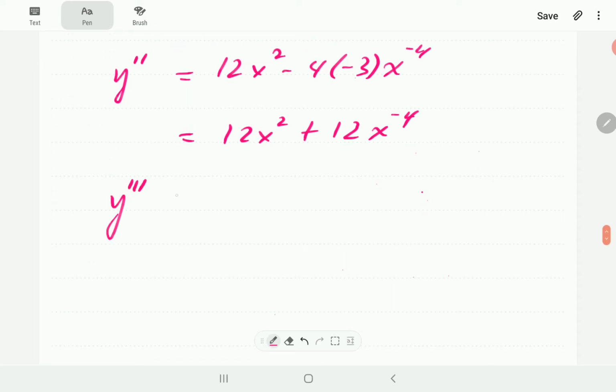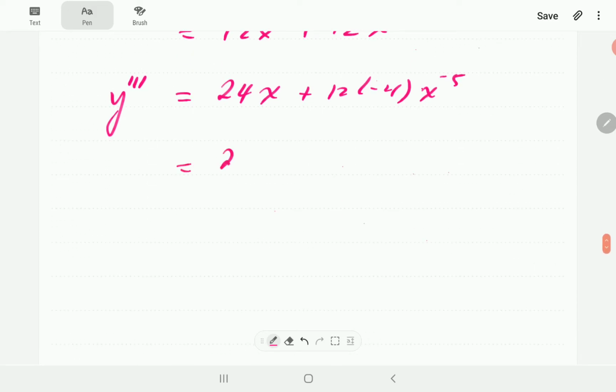Differentiate again, the third order derivative: 2 times 12 is 24, we subtract 1, and then this is going to be 12 times 4. So 12 times negative 4, there we subtract 1. So this is going to be 24x minus 12 times 4 is 48, and then x to the power minus 5.